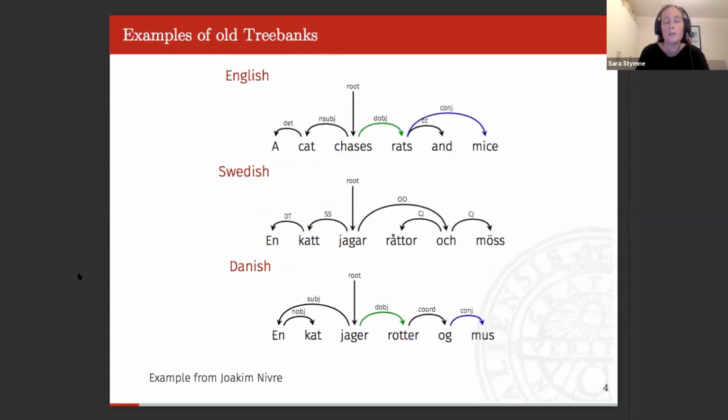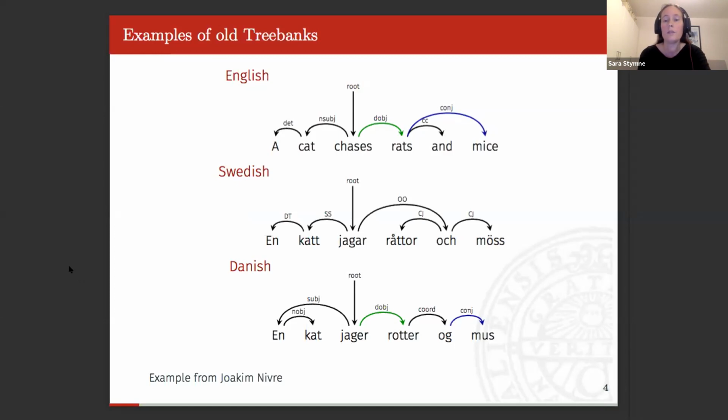Just as a bit of a motivating example, here are 3 treebanks that existed before UD came about. The English sentence here, a cat chases rats and mice, is translated word by word into Swedish and Danish, but you can see that all these trees are different, even though they actually have the same structure, just due to different conventions being used, different label sets and so on. The only arc that's the same between any of these treebanks is the green one, the direct object that connects rats and chases.